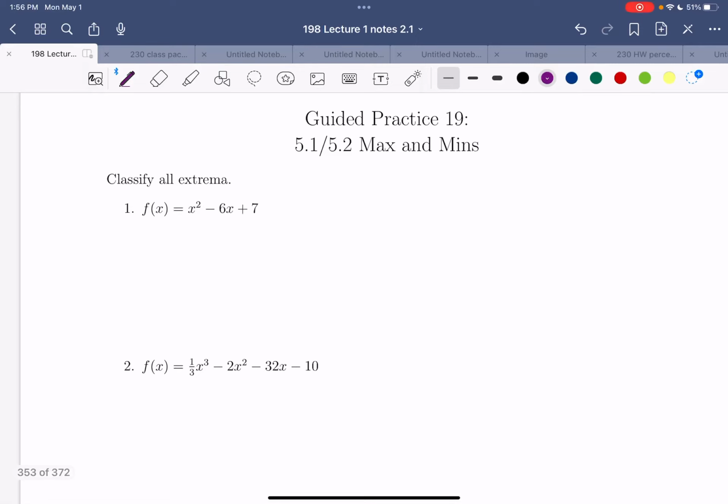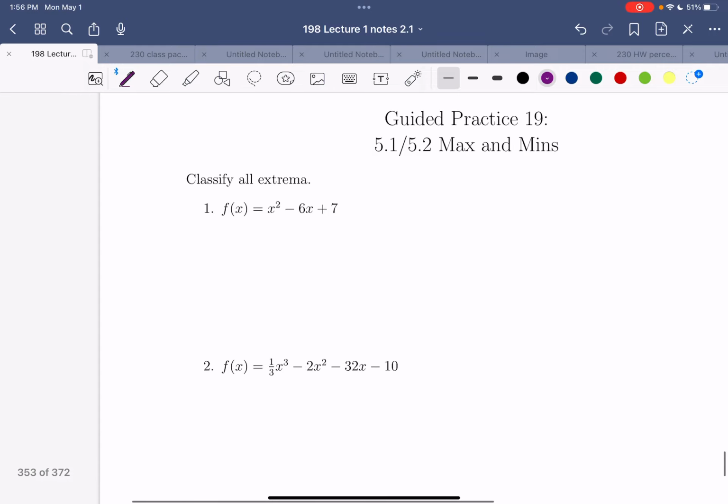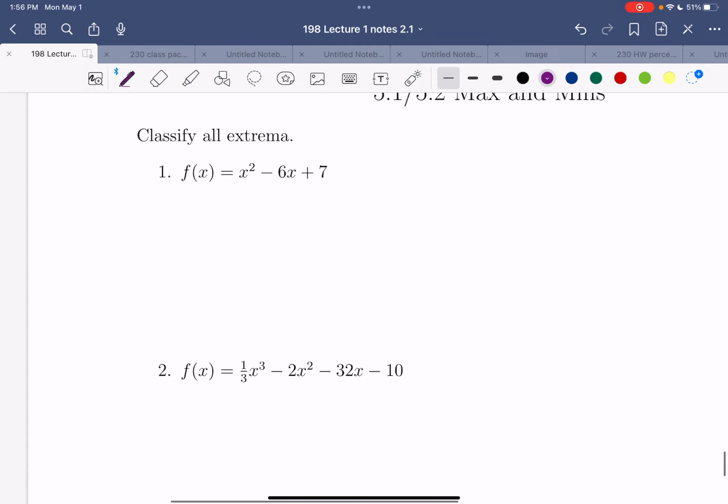Y'all, this is Guided Practice 19 on sections 5.1 and 5.2. We're talking maxes and mins. What we're going to do here is be asked to classify all extrema. Extrema just means your extreme values, so you're looking to find and classify all your maxes and mins.